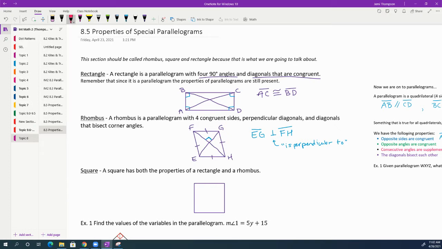And we also have that the diagonals bisect the corner angles. Going back to what we know about parallelograms, this green fact right here, opposite angles are congruent, which means that this big angle F, the whole thing, is congruent to the whole angle H. But now I've got that the diagonals bisect the corner angles. So this piece is going to be the same as this. This piece is going to be the same as this. Similarly when I'm at vertex G, also bisected.